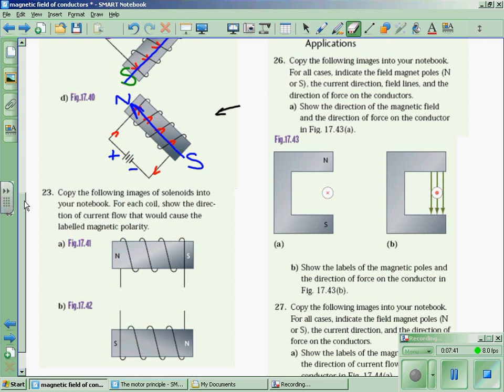For the next lesson, we're going to start talking about the motor principle, and this is where I introduce to you what's often referred to as right-hand rule number 3, or sometimes it's referred to as the right-hand palm rule. That's it for right now, and we'll see you very shortly.